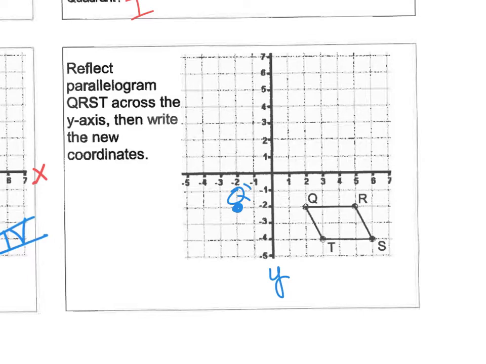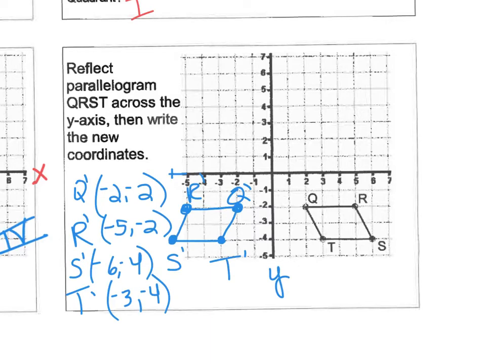Okay, and you can make a list over here of what your new points are going to be. Okay, and then you could do R, S, and T. Okay, do 1 point at a time, write their new locations. Go ahead, hit pause, and then hit play again to check your answers. Okay, turn your paper over to the back side. We have a little bit more.